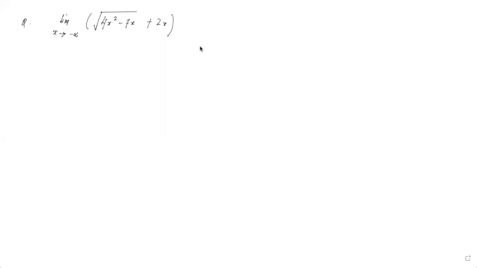So once again, we have a situation here where we can see limit is tending to infinity, but this time negative infinity makes a little bit of difference from what we have discussed in the previous two videos. So this is limit x tends to minus infinity, and this is the function which is given: square root of 4x square minus 7x plus 2x.